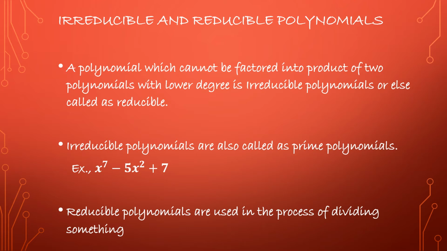So 7 is a prime number which cannot be factorized. If x power 7 is to be written, I should write x power 7 into x power 1, then it will result in x power 8, which is impossible. That is why it is called a prime polynomial. So whenever you have a prime number as your highest power, it is impossible to separate them.